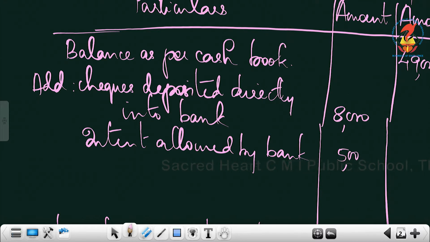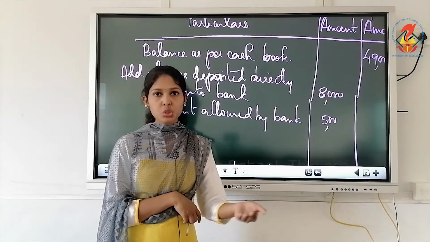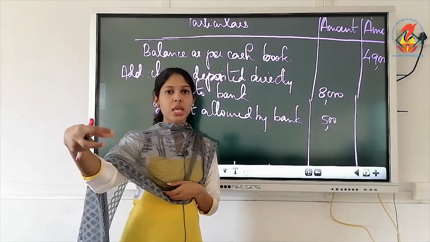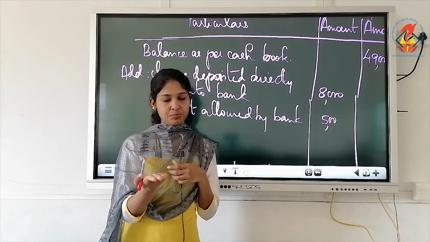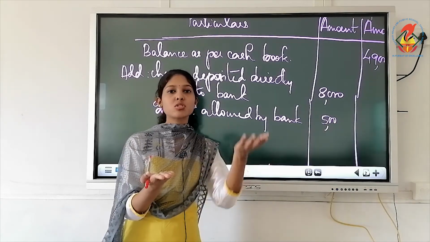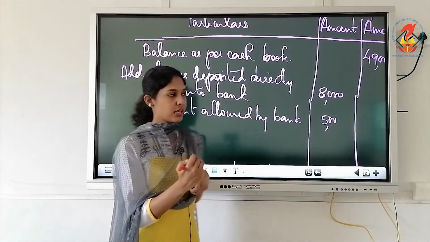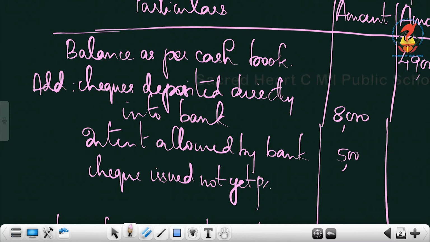Then we have check of 10,000 issued not yet presented. The same item we have in the format. Check issued not yet presented for payment. What should we do? We should add, because when we issue a check, immediately in the cash book the firm will less this particular item. Okay, whereas it's not presented to the bank, there is no change in the passbook. So this is the situation now. So this is an item to be added. So check issued not yet presented will add now. 10,000.